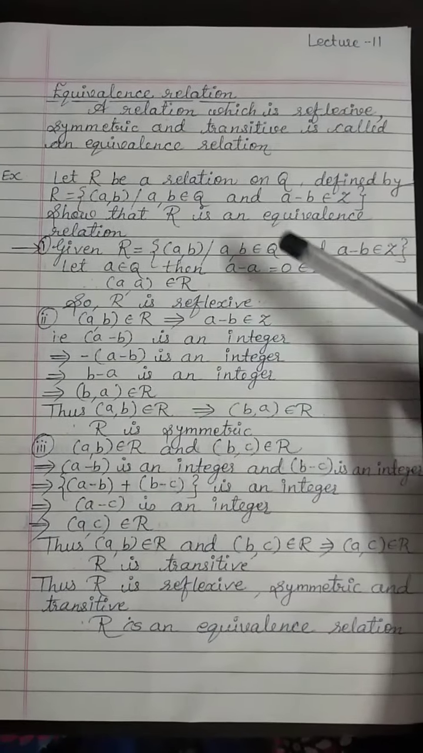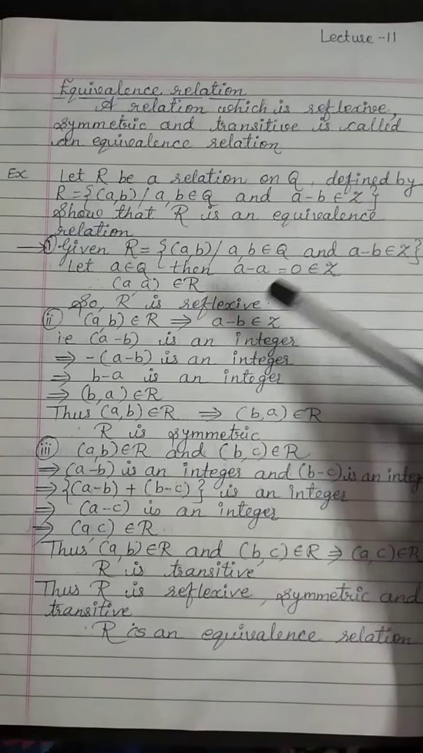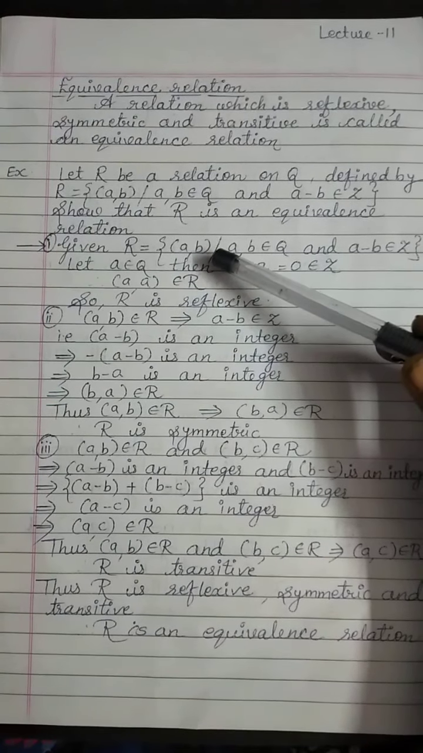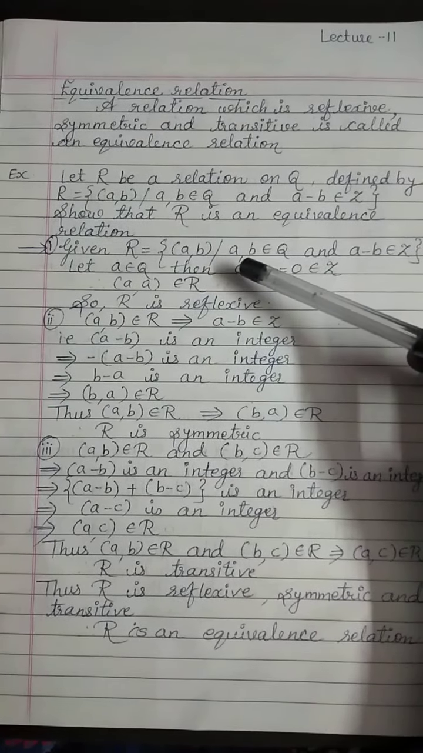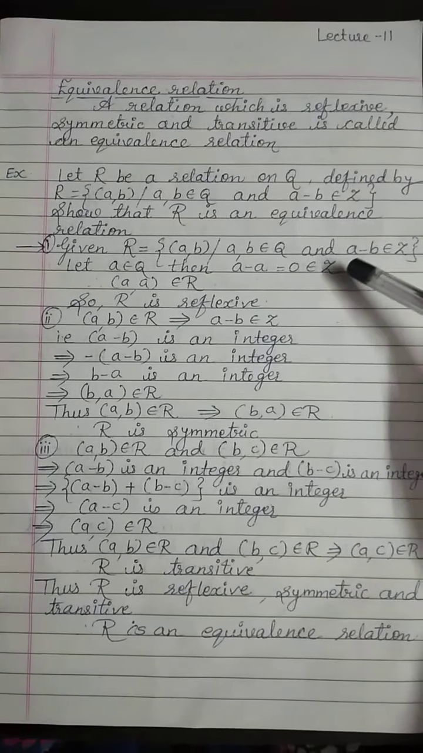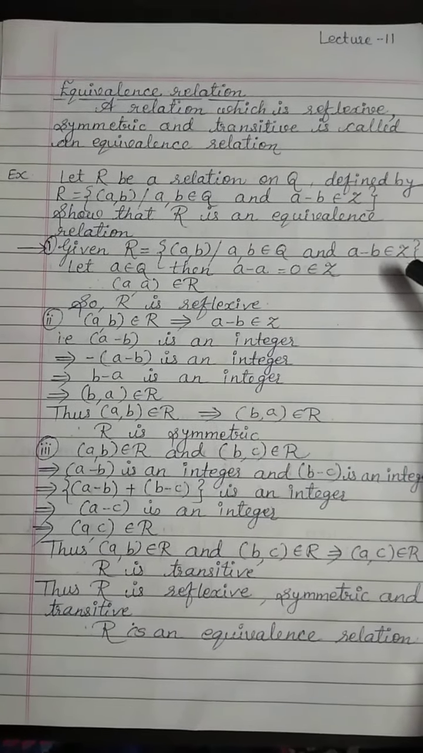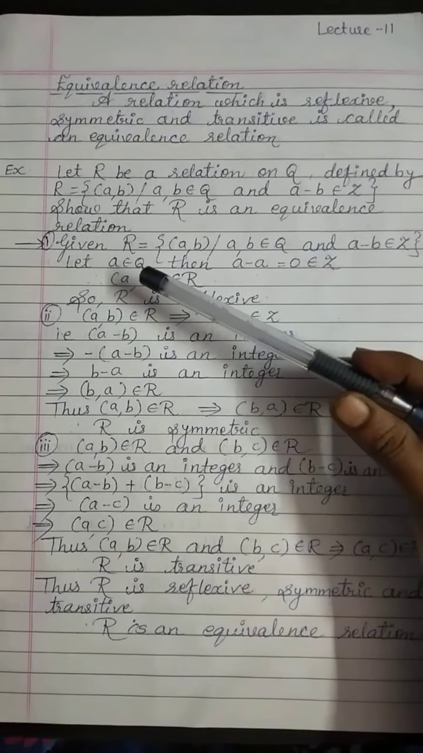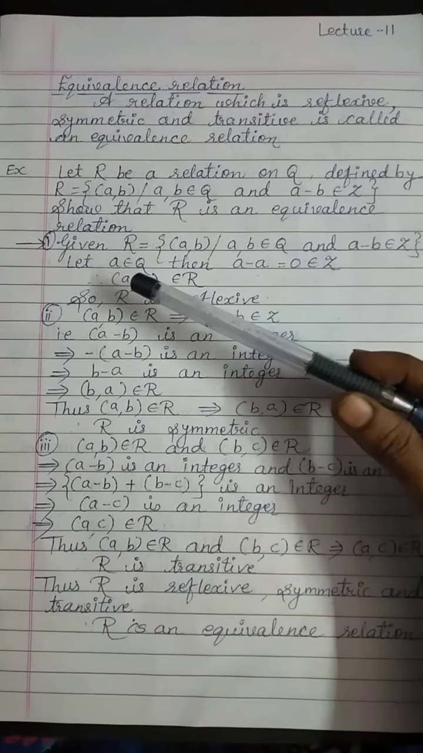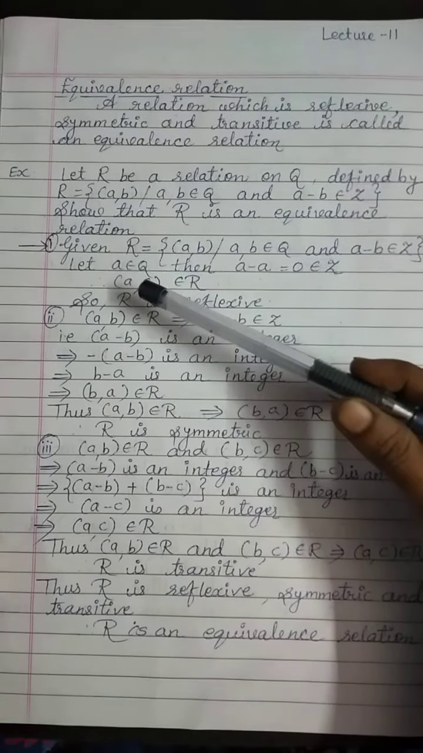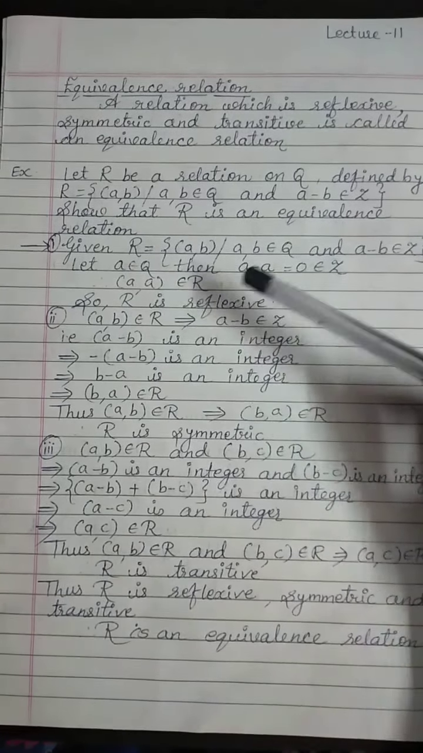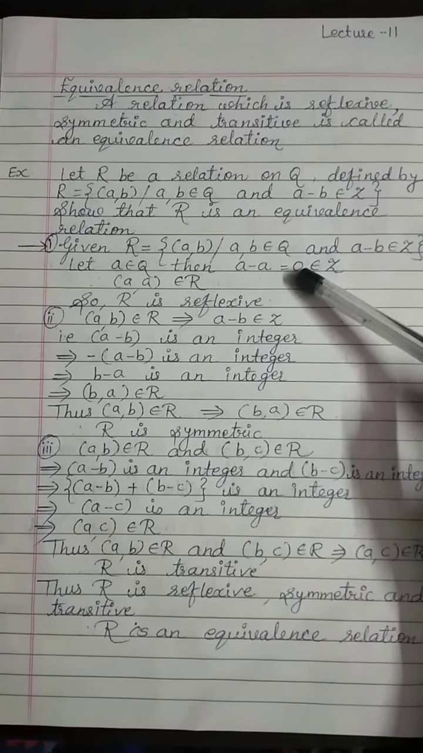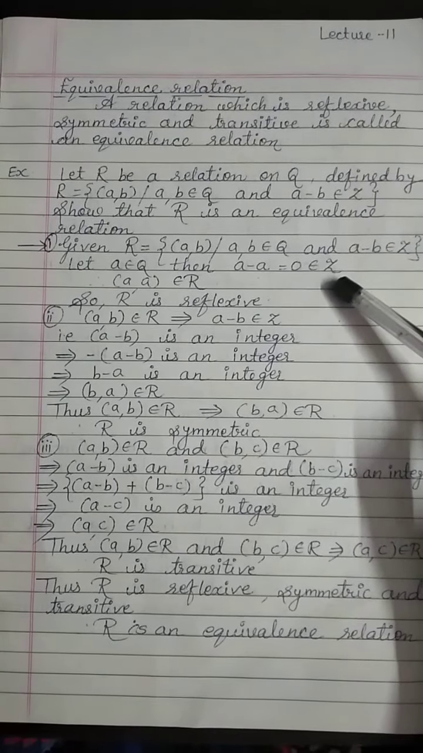So we start with the given relation R. R is equal to the set of all ordered pairs (A, B) such that A, B belong to Q and A minus B belongs to Z, meaning an integer. Now if we consider only one term A belonging to Q, that is A belongs to rational numbers, then we can say that A minus A is equal to 0, which belongs to Z.